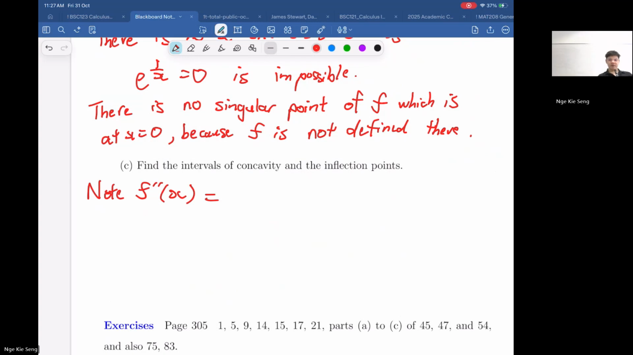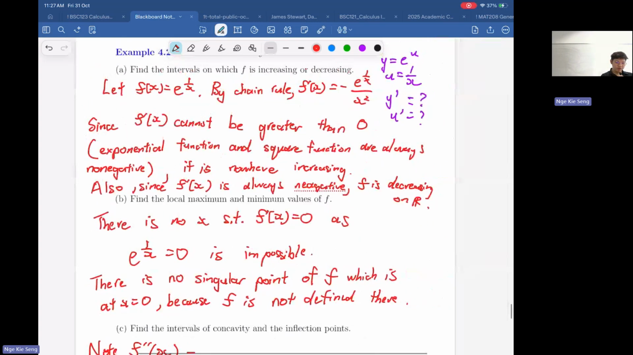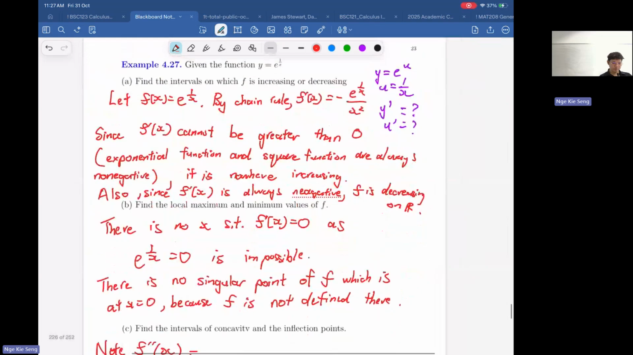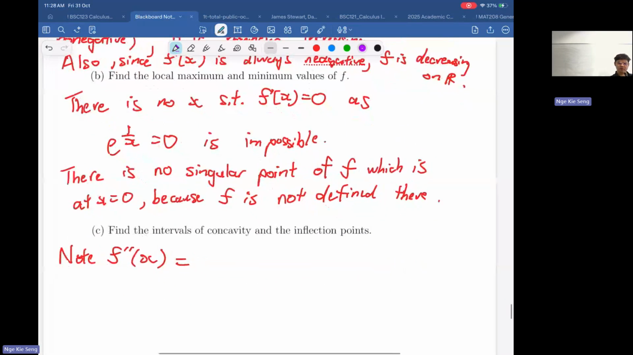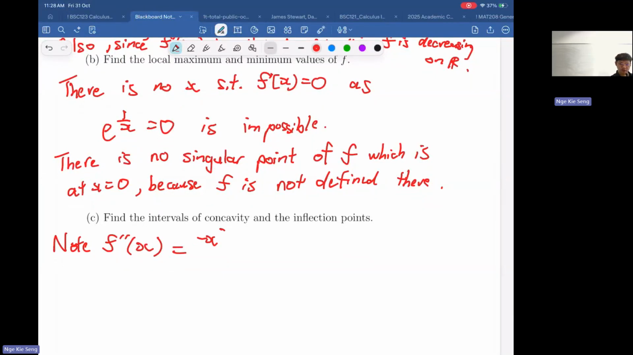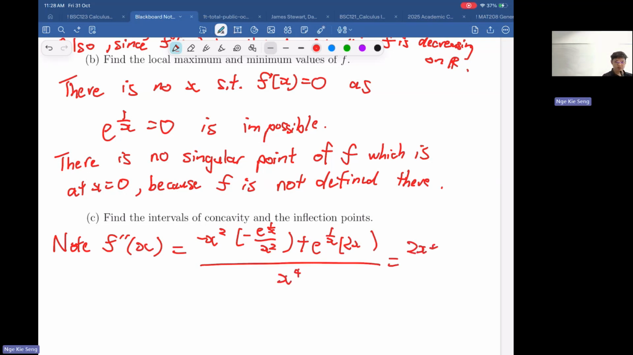So now we're going to use the quotient rule here. Maybe you can do it together for differentiating e to the 1 over x squared, negative of it. So if you use the quotient rule, what do you get? Okay, if you simplify your quotient, you get something like this. Again, quite nice here.